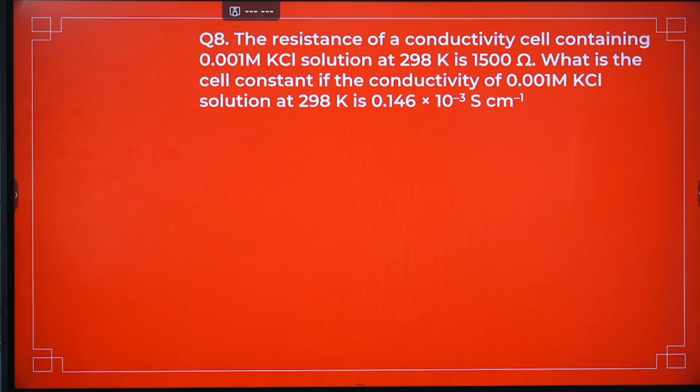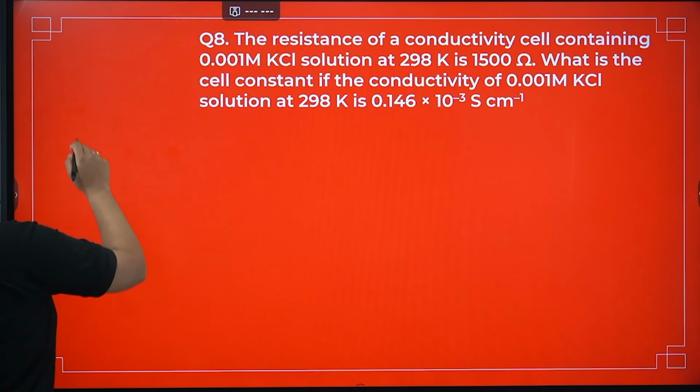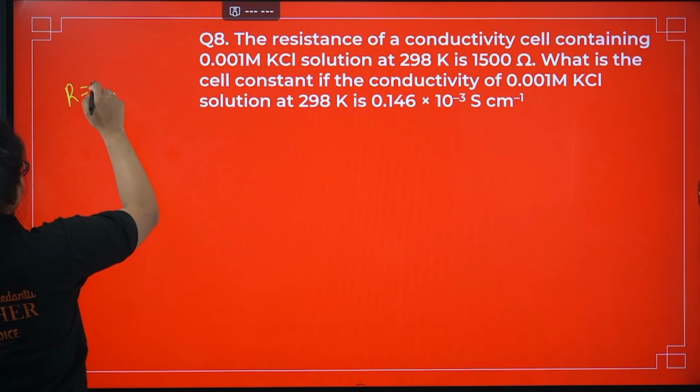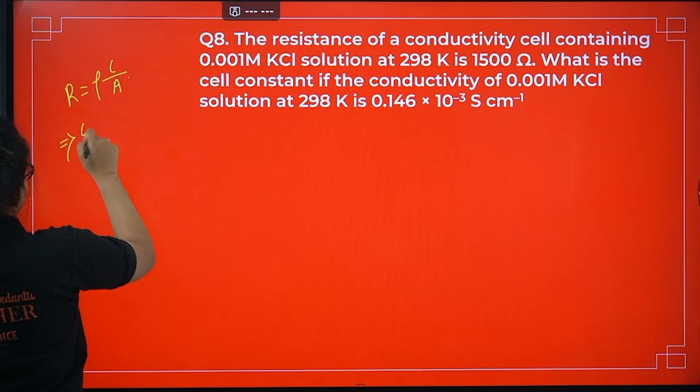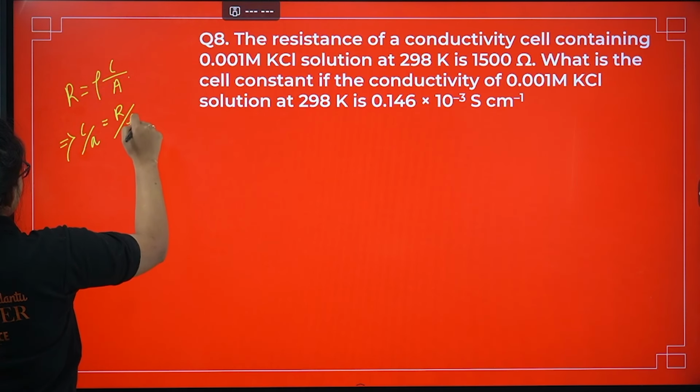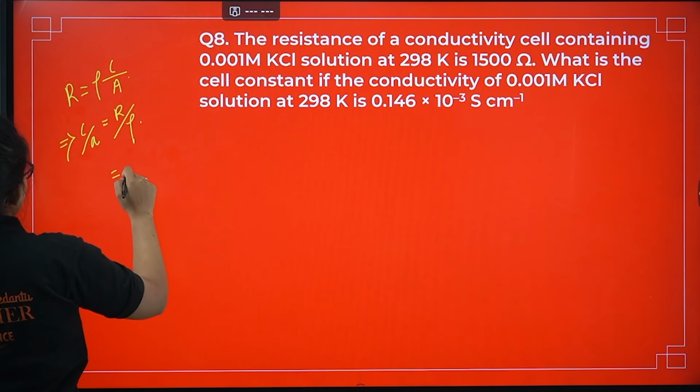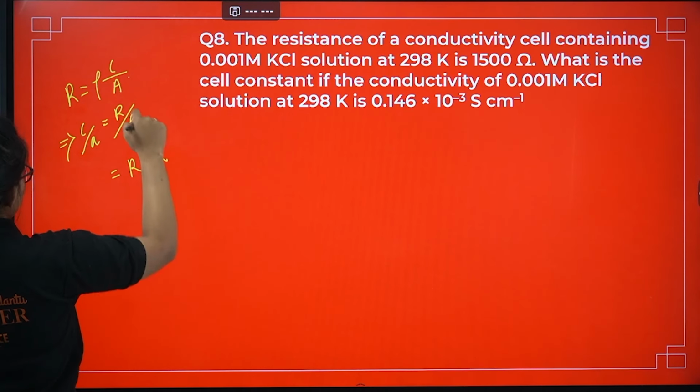The resistance of a conductivity cell containing 0.001 molar KCl solution at 298 Kelvin is 1500 ohm. What is the cell constant if the conductivity of 0.001 molar KCl solution at 298 is 0.146 into 10 power minus 3? This is also not that difficult. We can go ahead with the resistance formula, which is rho into L by A. From here I get L by A is R by rho, so R into kappa, because 1 by rho is kappa.